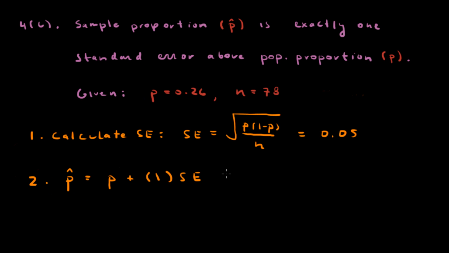And this is something you could do even if this is not exactly 1. If this question had said the sample proportion is like 2.48 standard errors above the population proportion, you could do the same thing, P plus 2.48 times the standard error. Or if this was exactly 2.48 standard errors below, you would just change this to a minus. So just think about the condition. You can usually figure it out.